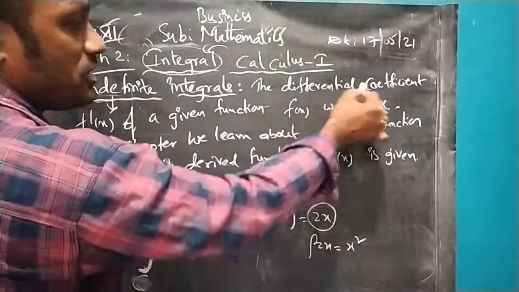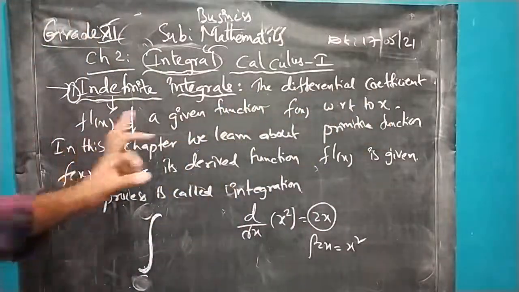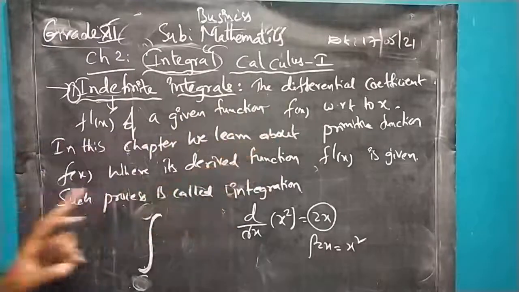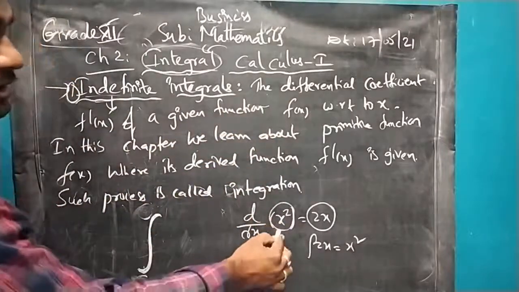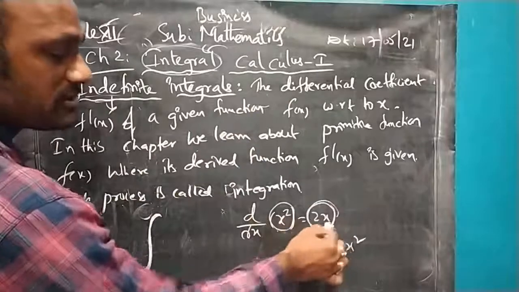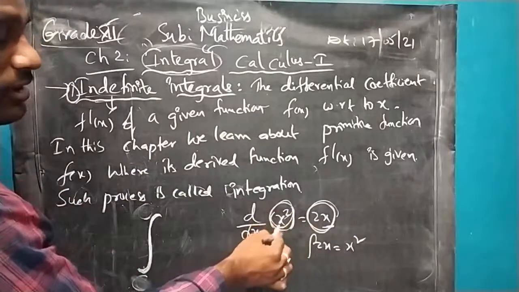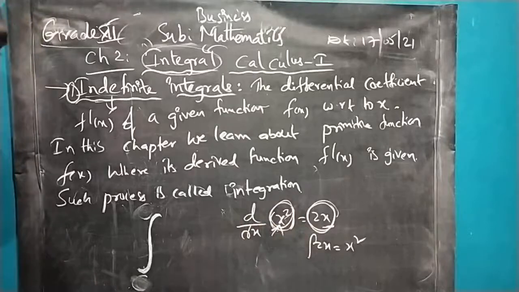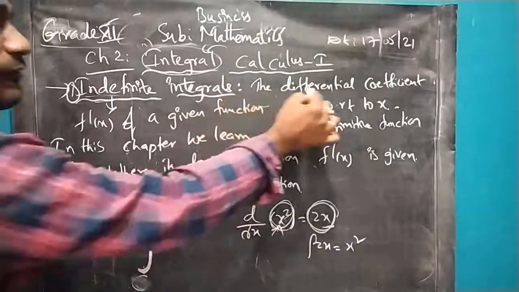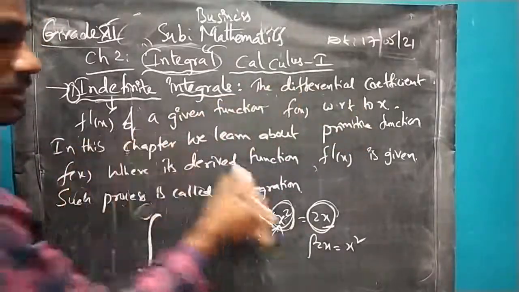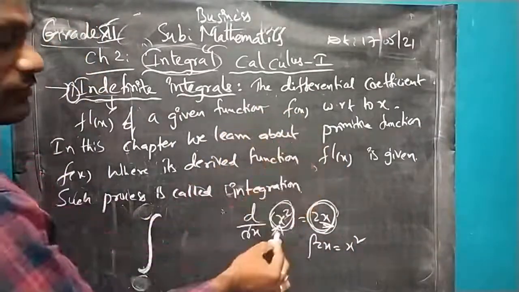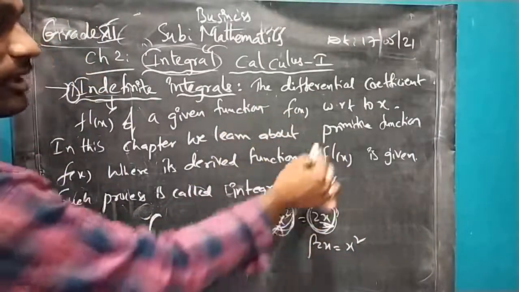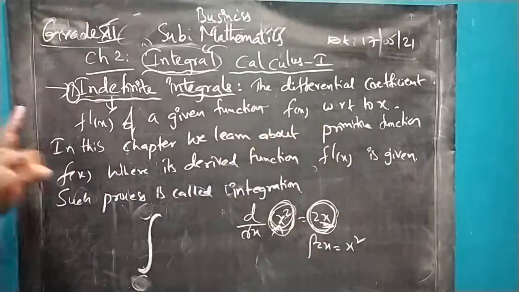The differential coefficient f dash of x of a given function f of x with respect to x. What is the differential coefficient here? 2x. What is the given function here? x square with respect to x. So this is the sentence.